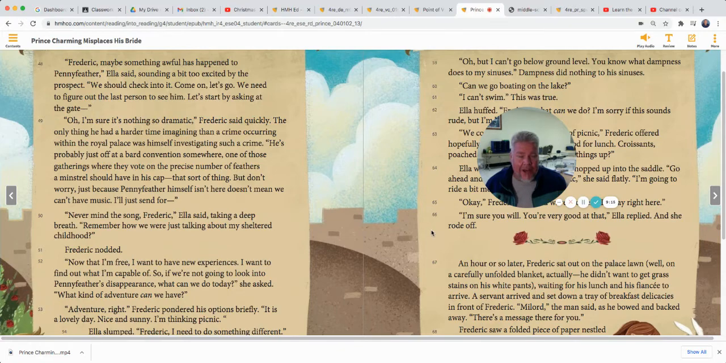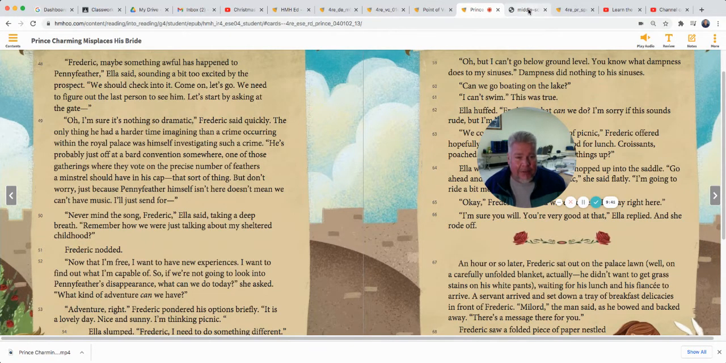Try to read with a lot of expression. Try to use that visualizing, like you girls, you might want to pretend like you're Ella and you're so tired of being with a boring guy and you want to do something exciting and go on an adventure. Maybe you guys can be a preppy prince and read like Frederick and be very proper and fancy when you read. Read with expression when you practice, okay?